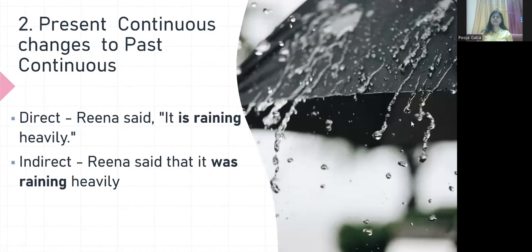Now let us see next example. Present continuous becomes past continuous. See this sentence as direct. Reena said, it is raining heavily. Reena said in indirect also will remain same. In place of inverted commas, it will be that. It will remain it. Is raining will become was raining heavily. Reena said that it was raining heavily.